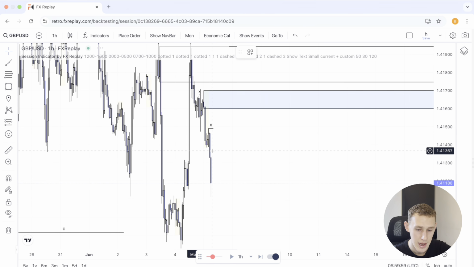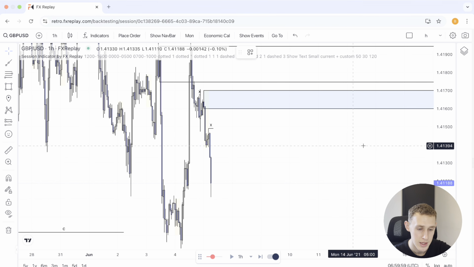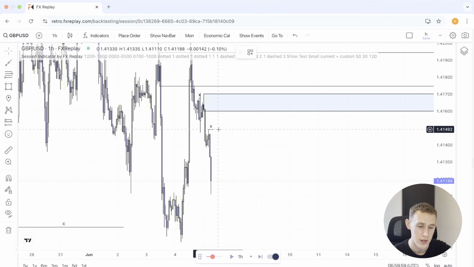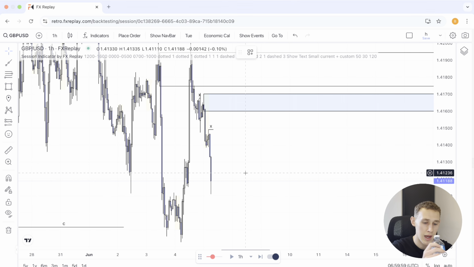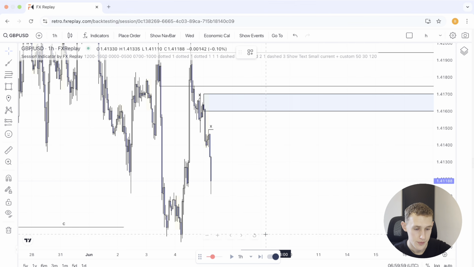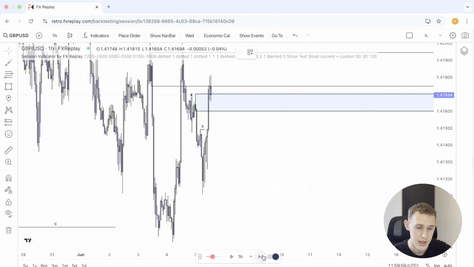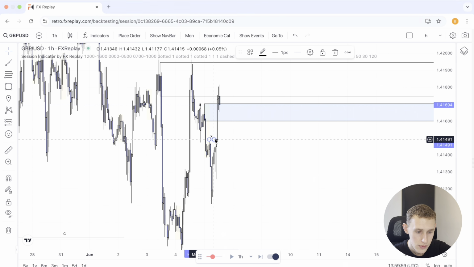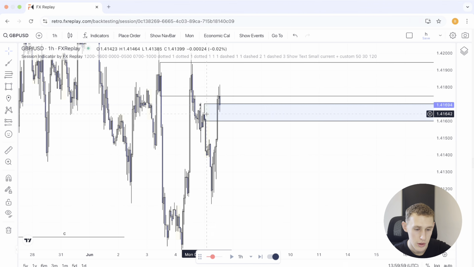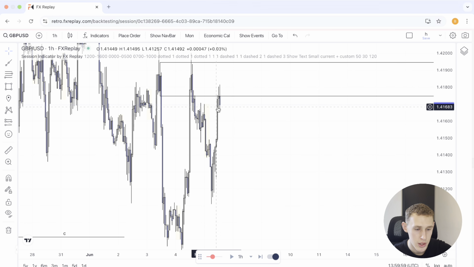Another scenario is that we could see a sweep of this and then price go. That would also be a valid trade as well, if we could see that. Okay, no, so it looks like price is heading higher. Obviously, we're not trying to sell against all of this momentum. We want to wait and see how price reacts.